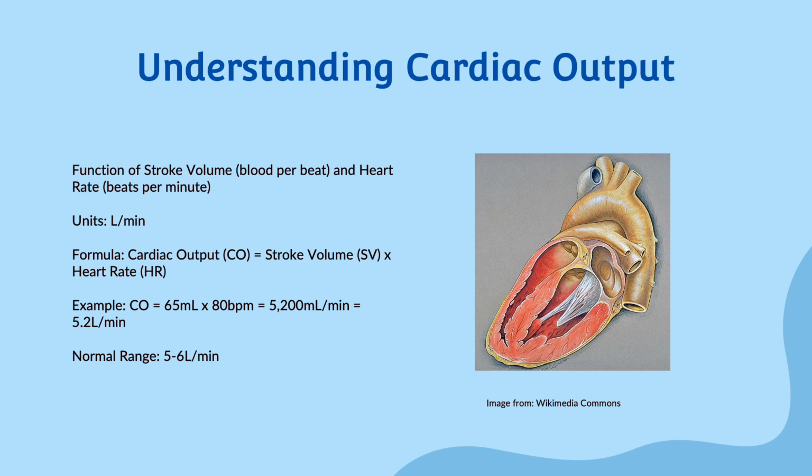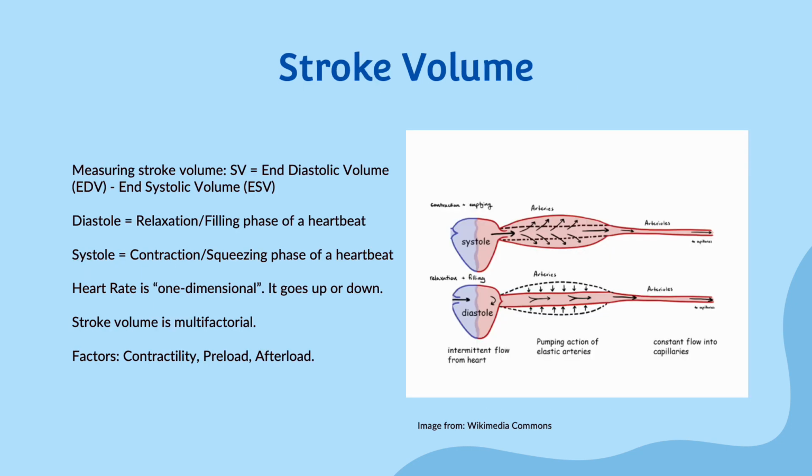In order to fully understand cardiac output, we must also consider the other factors that affect it: contractility, preload, afterload, and myocardial oxygen demand. Stroke volume is defined as the amount of blood that is pumped out of the heart with each contraction or beat. It is a crucial parameter in determining the cardiac output, which is the amount of blood the heart pumps per minute, as discussed earlier.